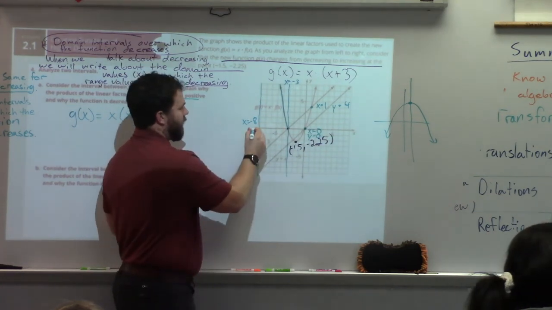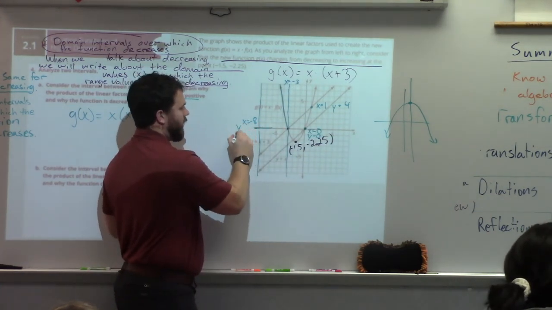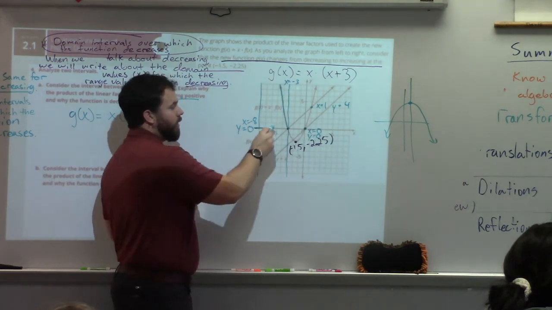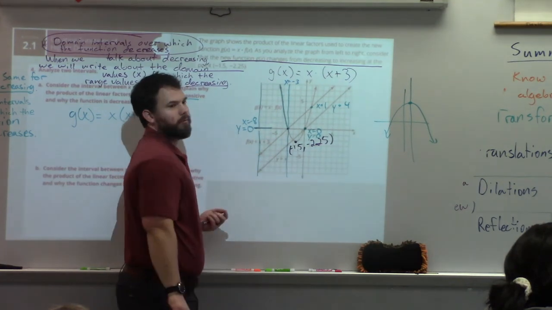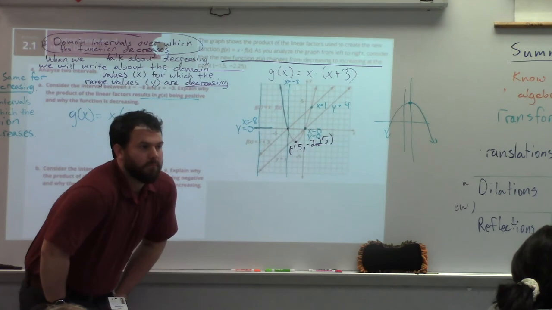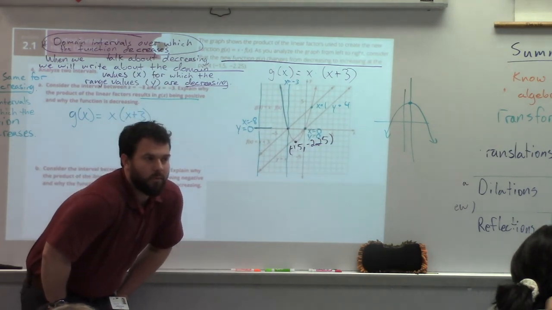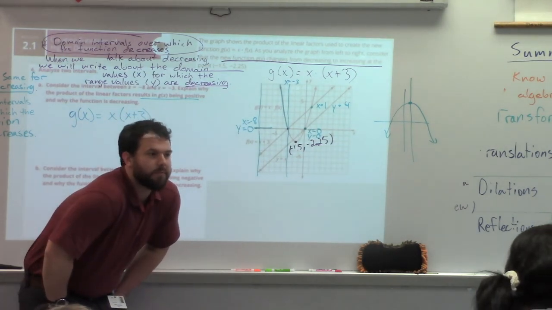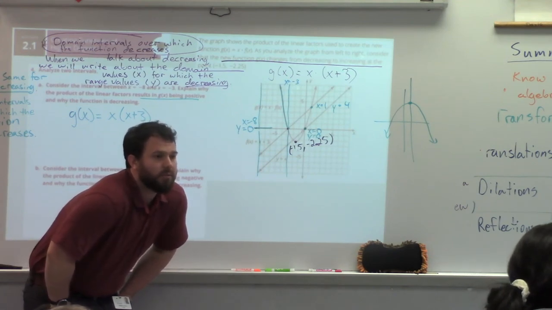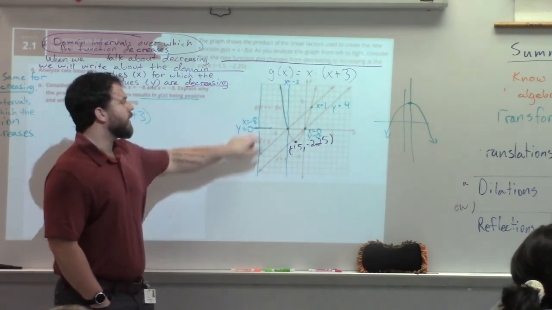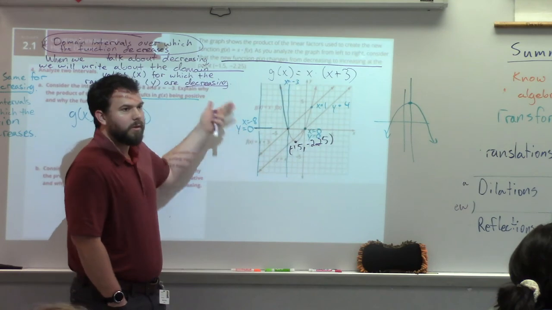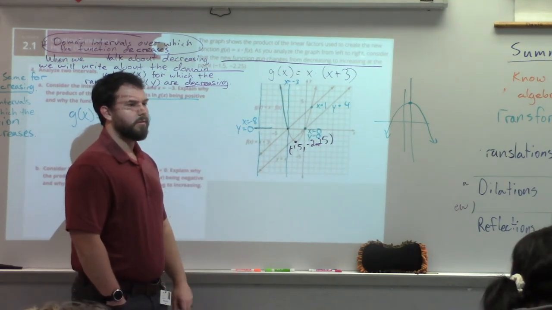What is the y value here on the x-axis? So how do I know that these y values are positive? What does it mean for a number to be positive? Over 0. So how do I know that these y values are positive? Because they're above 0, right?